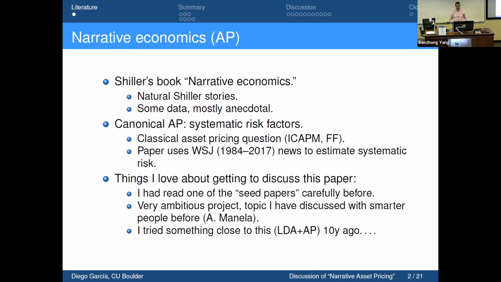Things that I love about discussing this paper: I actually tried something like this 10 years ago with some data that I'm going to show you in a minute, and I just wasn't smart enough to actually be able to get in the results. But I do have a pretty good sense of what the authors are doing and what is driving things. I actually have read one of the SEED papers before.